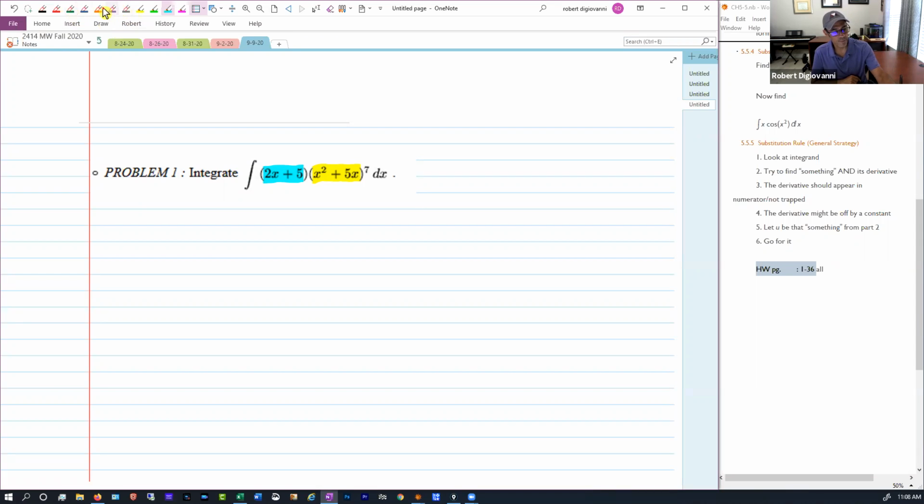That derivative, this thing in blue here, is in the numerator. It's not trapped under a root, and it's not being raised to a power. Everything's beautiful. In fact, I could even write it like this, and just peel it off to the back side like this. Now it's really obvious that this is going to be my u, and this right here is that derivative.